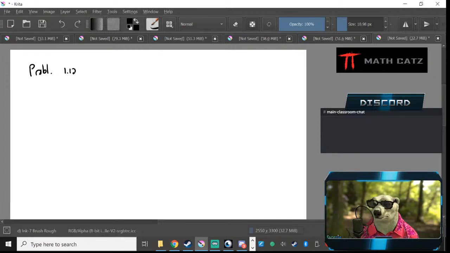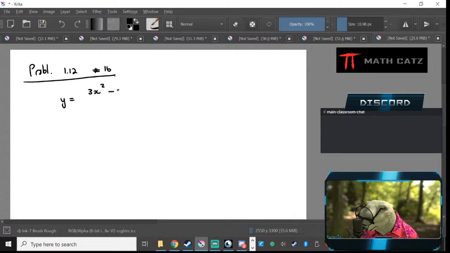So I want to do problem 112, number, I want to go 13. Apparently I want to do 16 first. All right, apparently 16 is first. Don't know why. I'm just going to write my function here. Y is equal to, instead of showing it, I have it in front of me. You can just take my word for it, or you can double check. And the bottom polynomial is x squared minus 9.